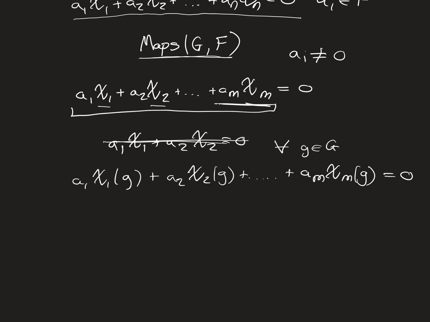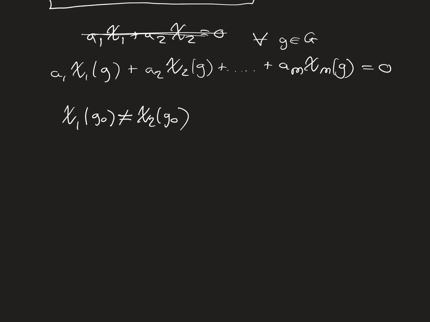Now, if I remember rightly, what you do next is you say chi1 and chi2 are not the same map. They are different maps from G to F. So there therefore is some g0 where chi1 does not agree with chi2. So find some element of the group, call it g0, where chi1 and chi2 give different values. And this will exist because they are not the same map, so they cannot map every single element of the group onto the same thing.